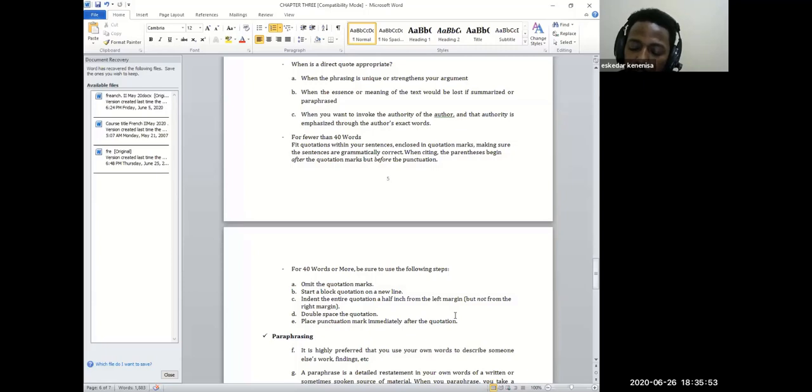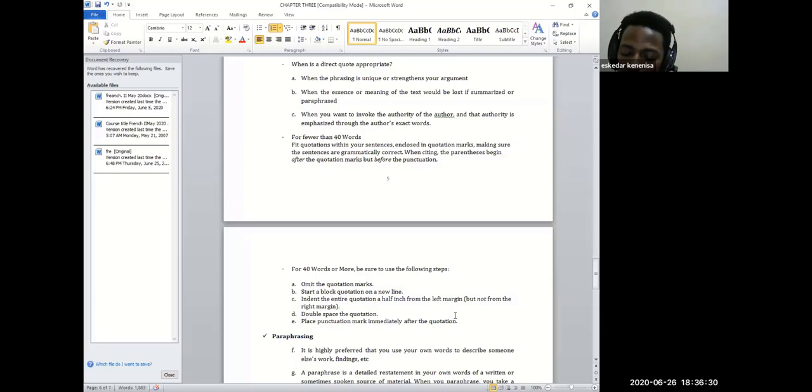A paraphrase is a detailed restatement of somebody's idea, a detailed restatement of somebody's work. You rephrase the ideas of others in your own words, but it is detailed. It is not a jotted-down note or a summary. You have to take the idea as a whole, but you put it in your own language.